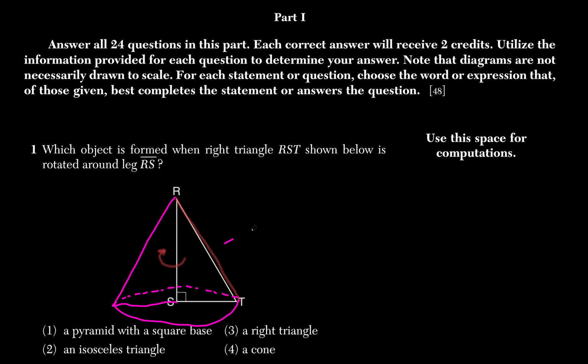So in other words, this shape, if I rewrite it here, will look exactly like this. And that, if you're familiar with, is termed the word cone. So this is a geometric shape known as a cone. So therefore, choice 4 is the correct answer. So that's what will happen if you rotate it around leg RS.